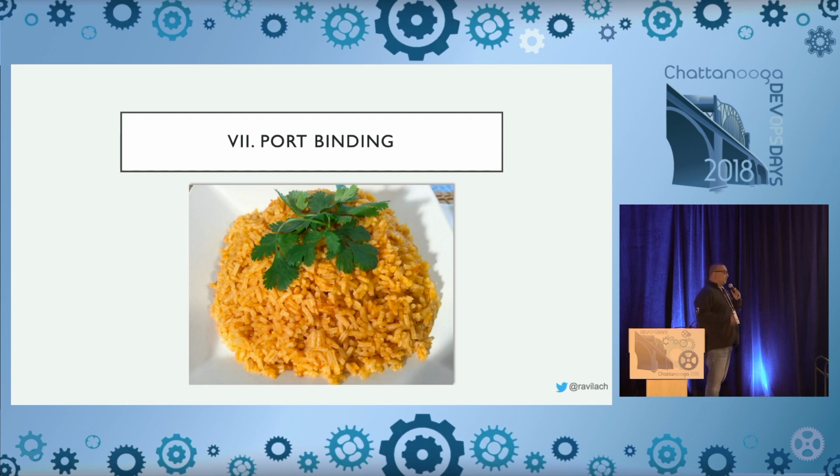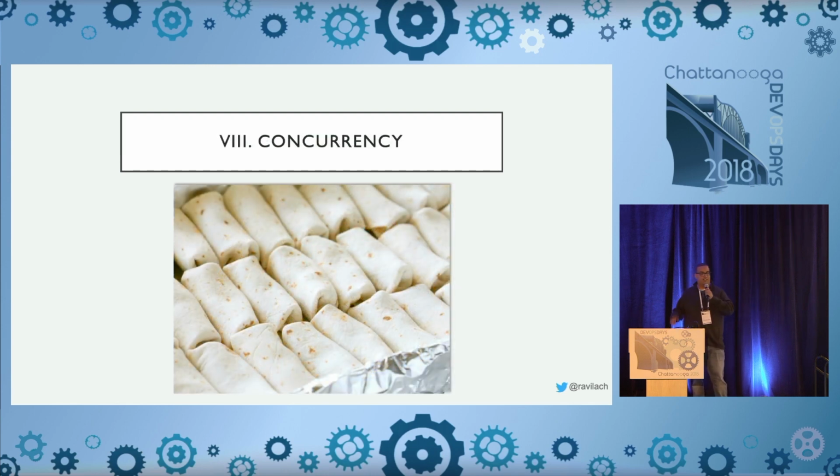Port binding. All of your ports should be offset or be managed by an offset. Now, rice binds the burrito. I found this to be where I got my inspiration from. But if you have different sorts of tiers in your application, this should be offset by ports.